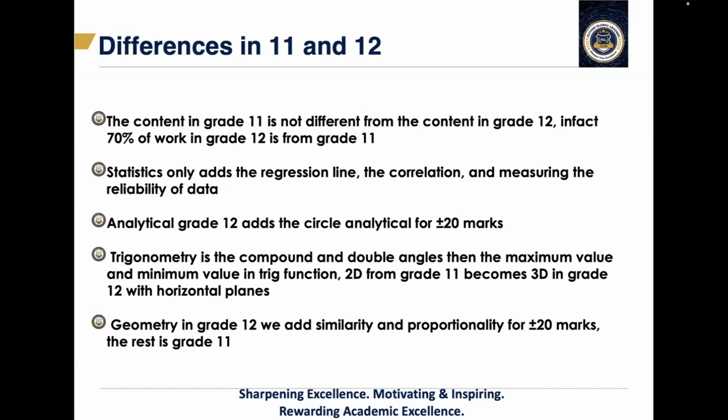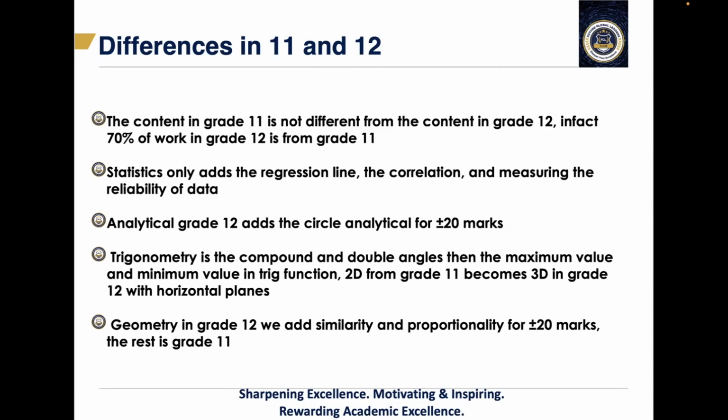Statistics in grade 12. What is something new that is added in statistics? It's the regression line, the correlation function, measuring the reliability of the data. And then we've got analytical geometry. We add question number 4 of analytical geometry in grade 12, whereby we're doing a circle, relationship between a line and a circle, relationship between 2 circles, as well as the tangent in a circle. And then we get to trigonometry.